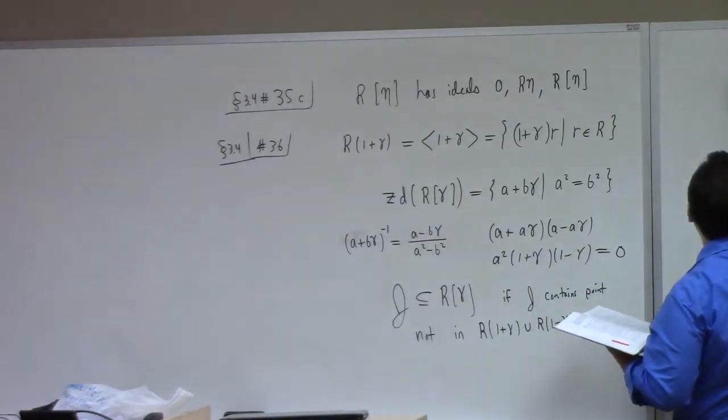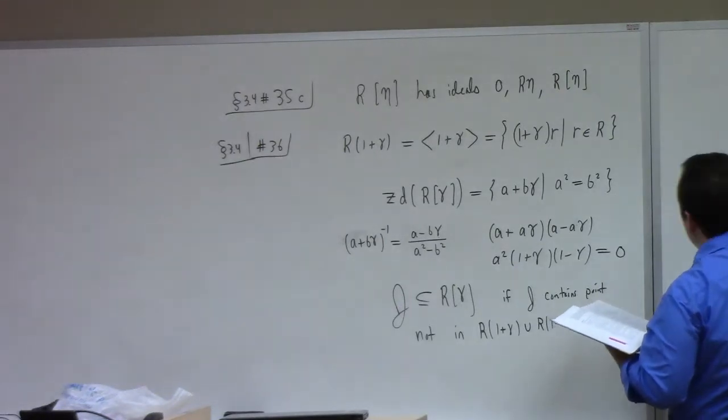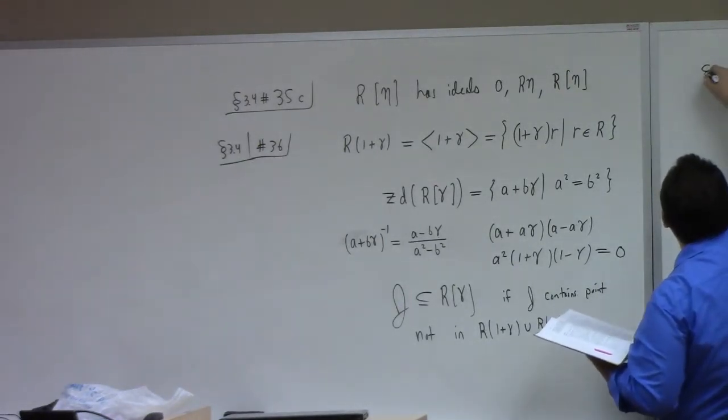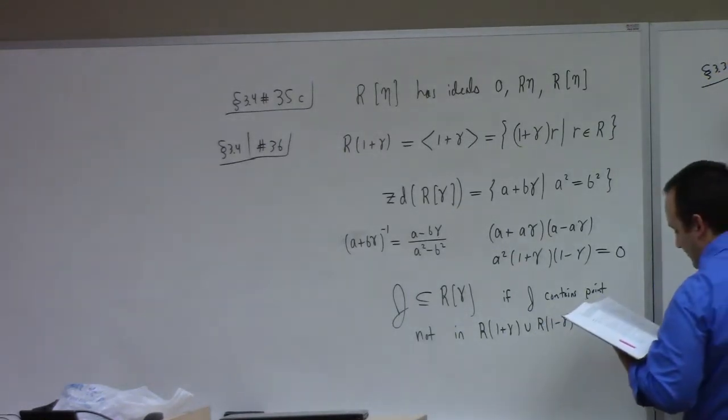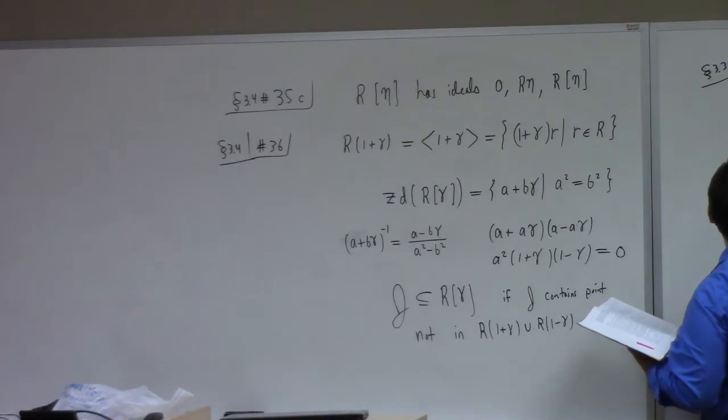We figured out part A. Number 18, section 3.3? Yes. All right. We have A, B, C ideals.